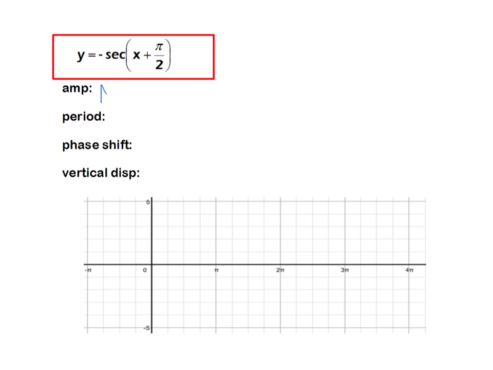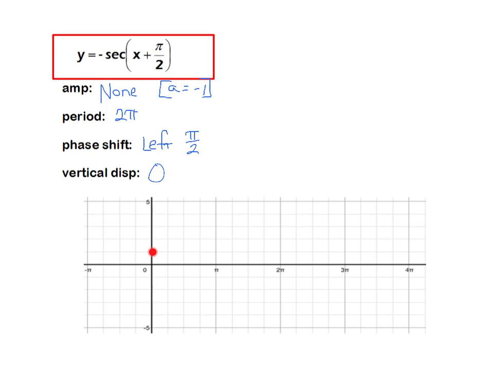Officially, my amplitude is none, but I have a negative that's going to make my graph reflect over the x-axis. I need to remember that. The period is going to be the parent period over b. For secant, the parent period is 2 pi, and b is just 1, so I'm just going to have 2 pi. Phase shift looks like it's going to go left, pi over 2, and no vertical displacement. Right now I'm going to look at it like it's a cosine graph, and if you'll recall that cosine starts maxed out, right here at 1.